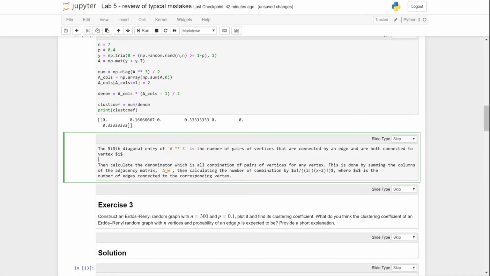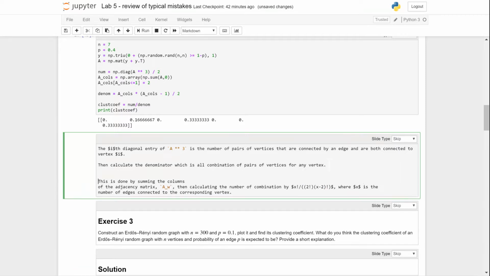Okay, so let me look at the next sentence. Then calculate the denominator, which is all combination. Well, first of all, there is a spelling error: combination, pairs of vertices for any vertex. Again, it doesn't really make much sense, does it? So which is all combination? The denominator is a number, and at the same time they say that this is all combination. Well, it's probably all combinations, so it should be plural. So okay, all combinations of pairs of vertices, but still the denominator is all combinations. It doesn't make much sense.